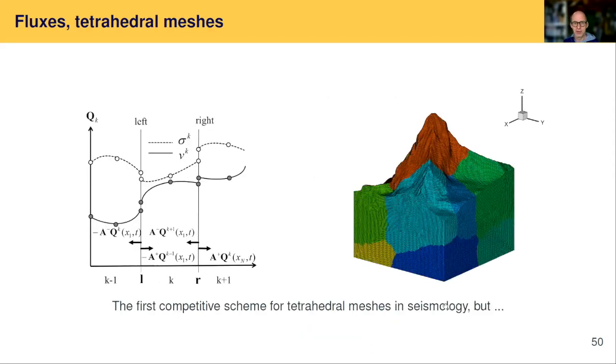Okay, so I can already wrap up here. So the DG method is based on the calculation of these fluxes. It can be complicated, but once this is implemented, the beauty of it works on. So this is a picture of a mesh of the Matterhorn, a tetrahedral mesh of the Matterhorn.